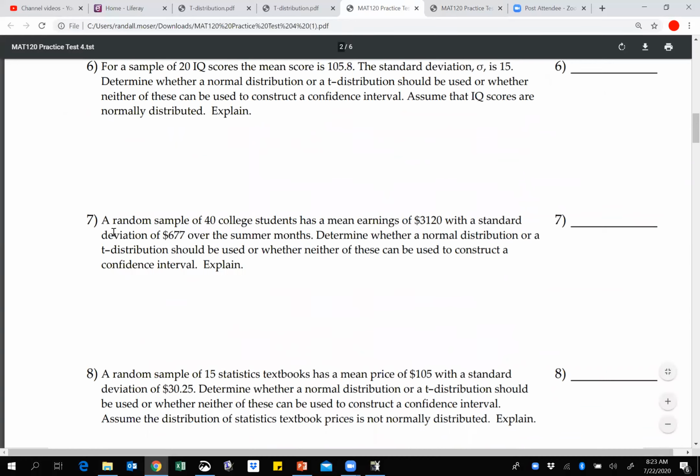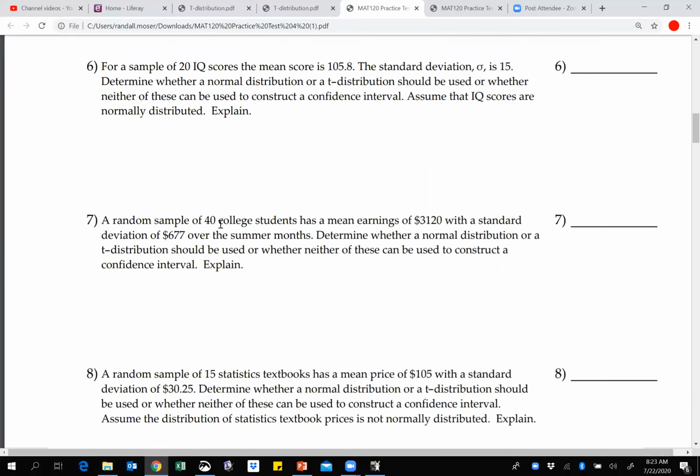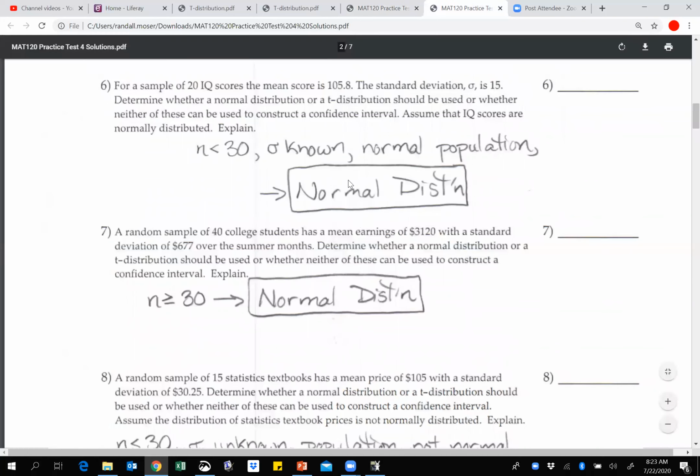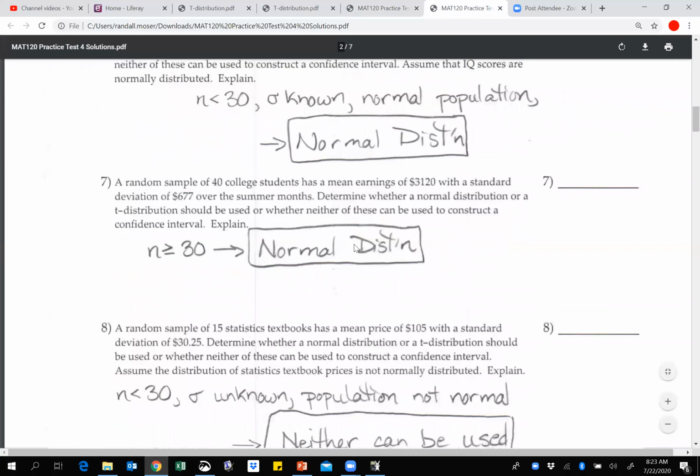In question number 7, they say a random sample of 40 college students, and then we can really stop there. Once n is 30 or more, that's automatically going to be the z-score, because we also know that the population was normally distributed. So 30 or more, I should say, that would be the normal distribution.